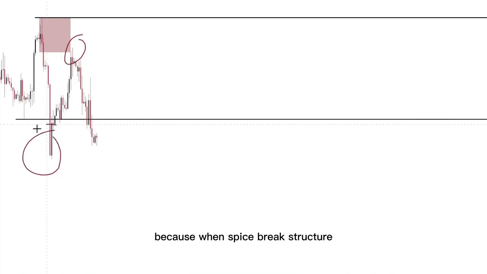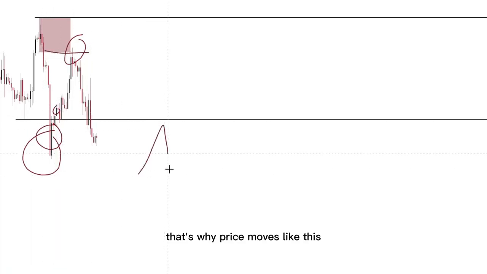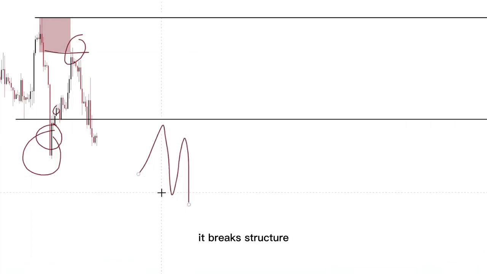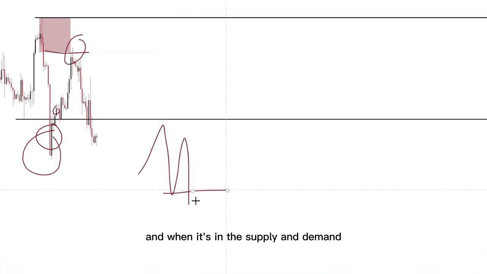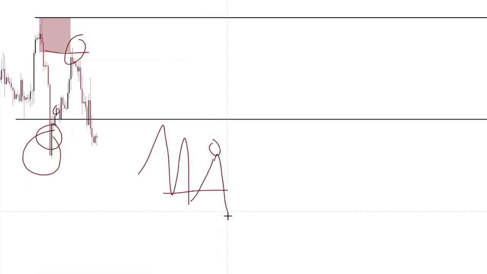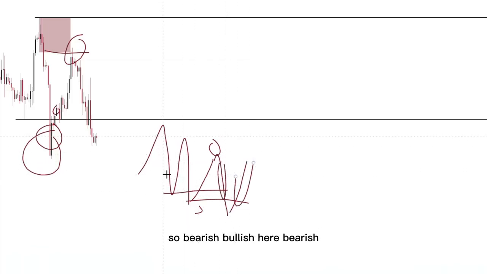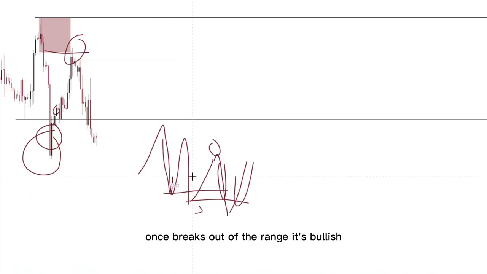Why were you bullish? Because once price breaks structure and comes back inside of the range, you have a bullish order flow until your range extreme. That's why price moves like this. It breaks structure and when it's in the supply and demand, it comes back inside of the range. Uses internal liquidity, comes out of the range, takes external liquidity, then comes back inside of the range. So bearish, bullish. Here, bearish. Once it breaks out of the range, it's bullish.